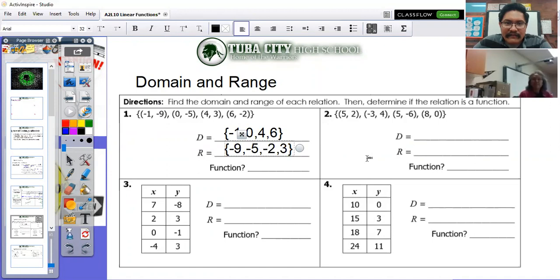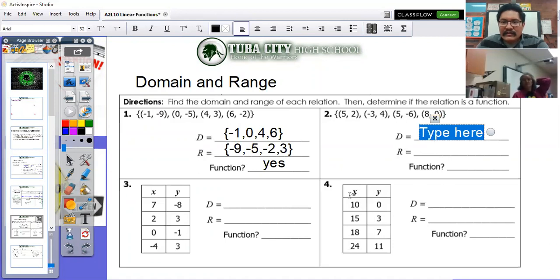And in this case, I have 4 elements of domain and 4 elements of the range. Since none of the x numbers repeat themselves, this one will be, yes, it is a function. See, not too bad. Let's go ahead and work on the next one.